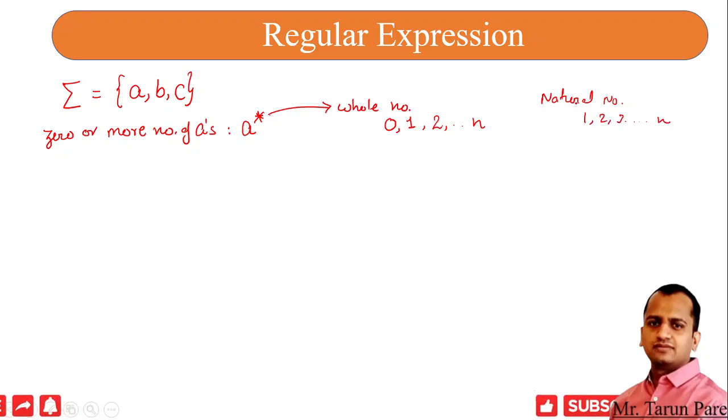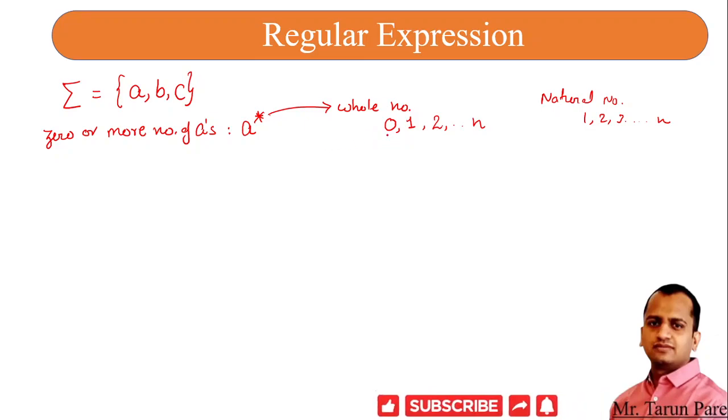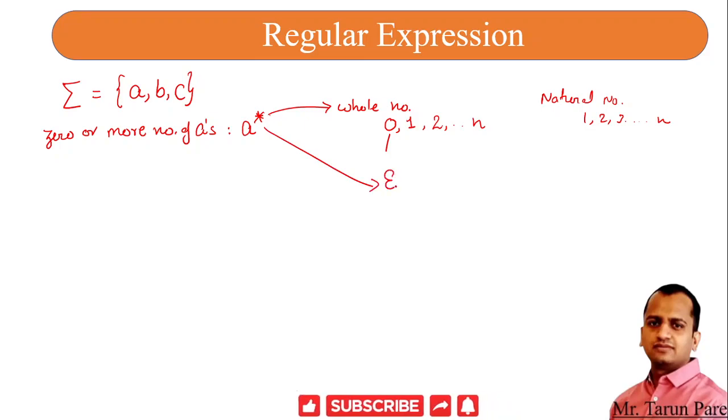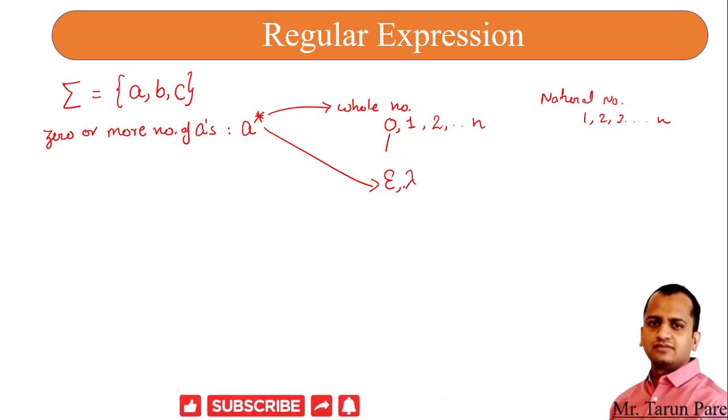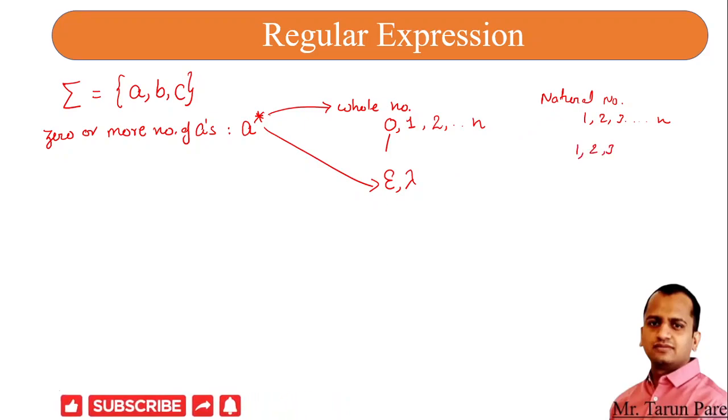Similarly, Kleene star means the string which you pass will start from 0, where 0 represents epsilon, or lambda. But if you talk about the natural numbers, then it starts from 1, 2, 3.